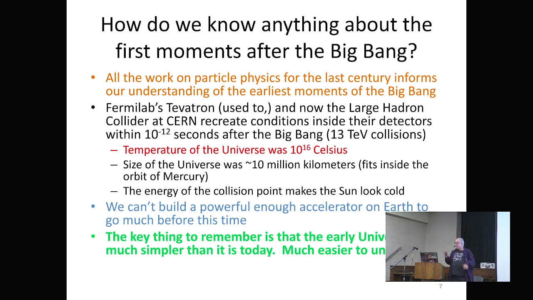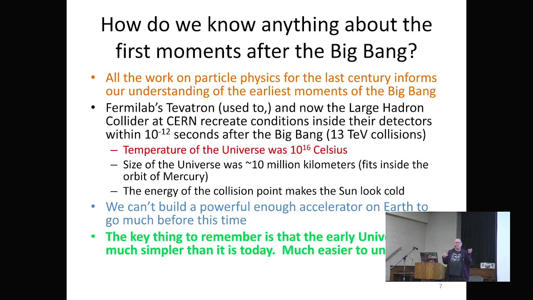This is something that took me a while to appreciate. The spots in the middle of our colliders, it used to happen at Fermilab, and now it happens at the LHC at CERN. Those points where particles are collided against each other are the hottest points in the entire universe. They are recreating conditions that haven't existed since 10 to the minus 12 seconds after the Big Bang. At that time, the temperature of the universe was 10 to the 16th Celsius.